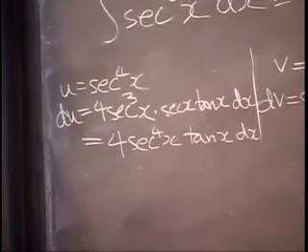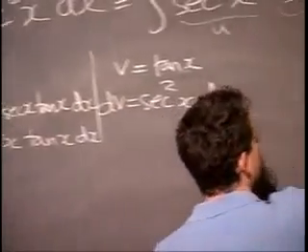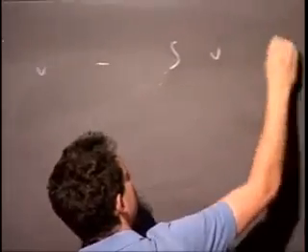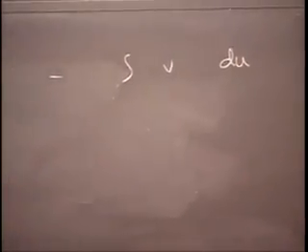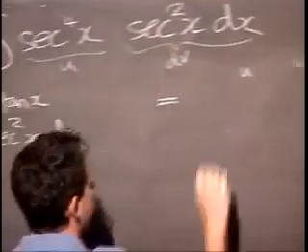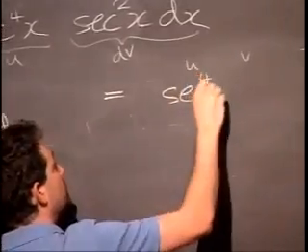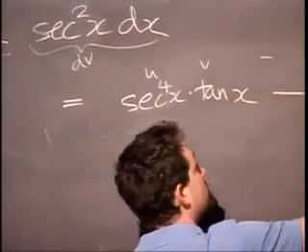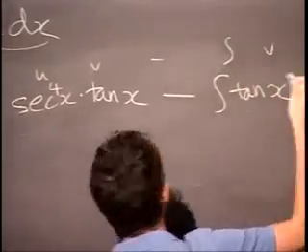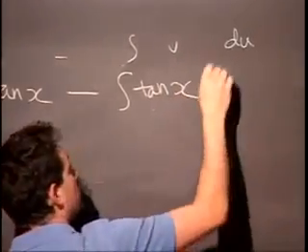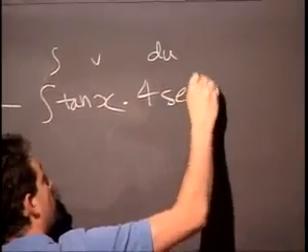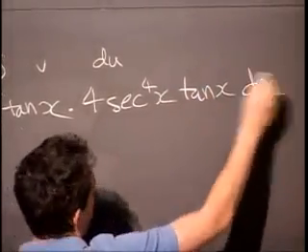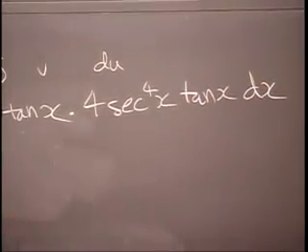Okay, now we've got to integrate by parts. This is equal to u v minus the integral of v du. And let's fill in the blanks using this stuff. We get secant to the 4th x times v, which is tan x, minus the integral of tan x times du, which is 4 secant to the 4th x tan x dx. Whew.